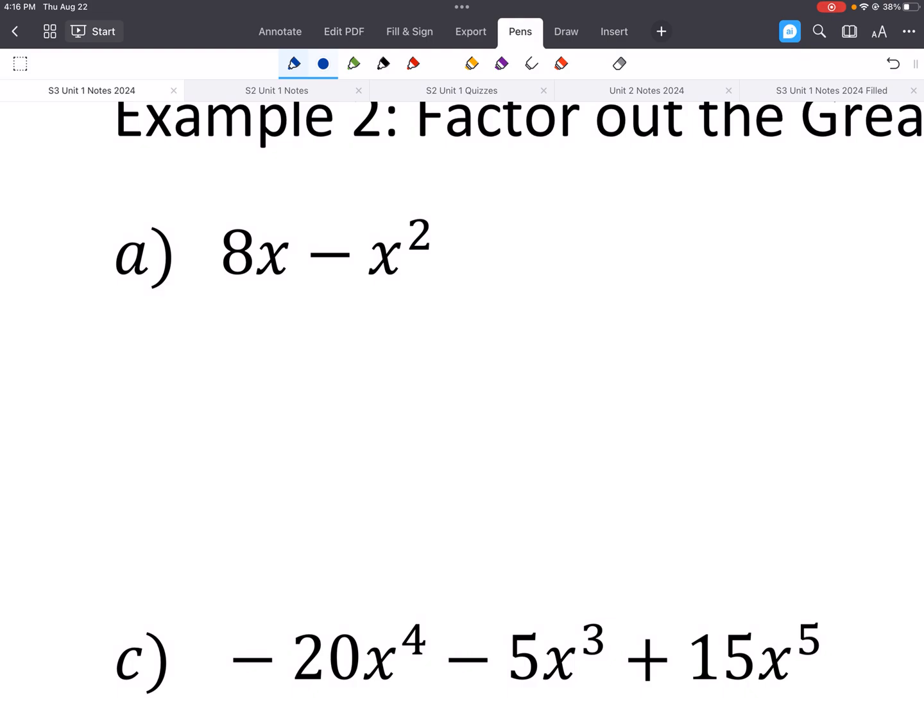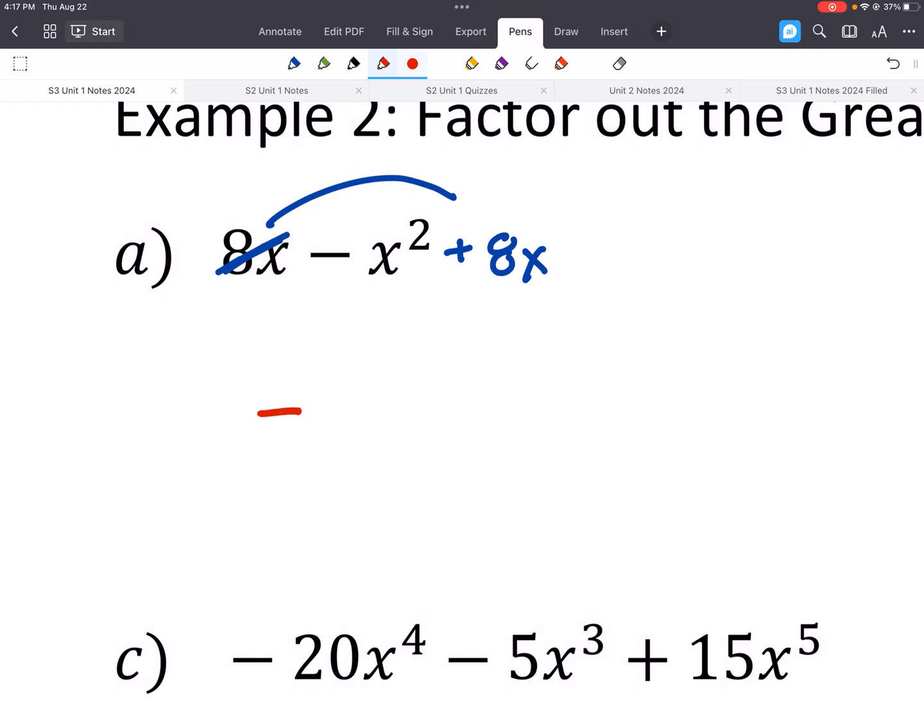We would want to move this 8x to the other side. We're just rearranging its position. We're not adding or subtracting both sides or anything, okay? Now this is in standard form. Now we want to look for the greatest common factor. So there's three things we need to check: sign, coefficients, and variables. So if the first term is negative, then that's part of the greatest common factor. So here we have a leading negative. We're going to want to take one of those out, okay?